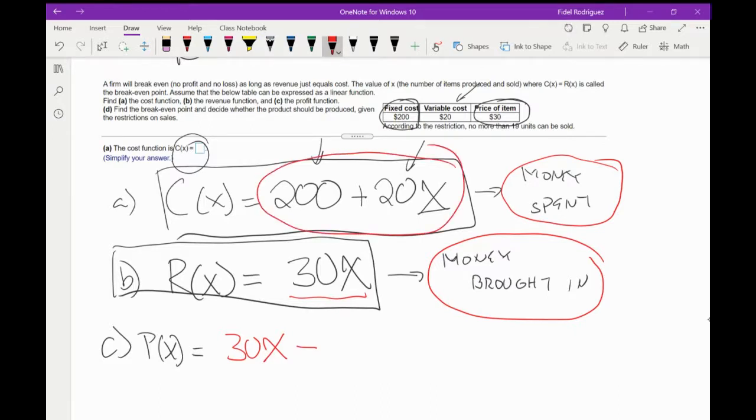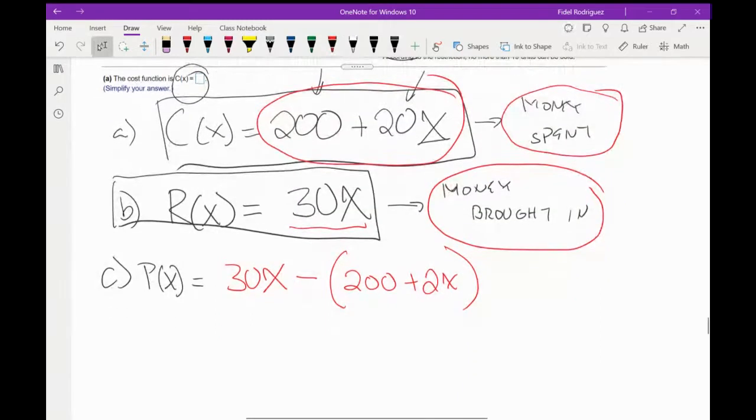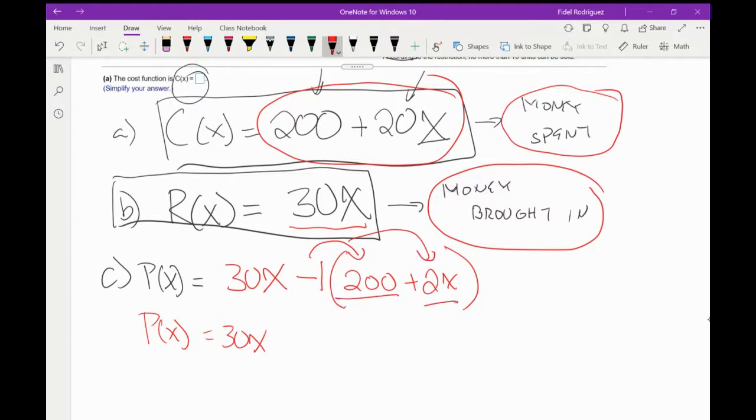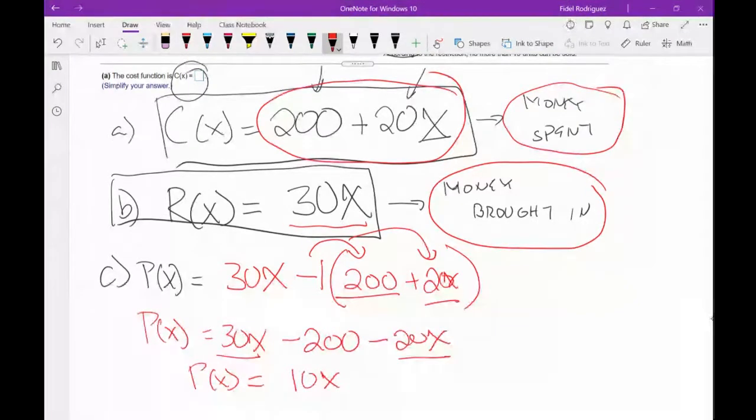Now, since that piece up here has two terms, I have to write them in parentheses. So I'll write them like this. Then all I'm going to do is say P of X is equal to 30X. Remember, I can think of the number here as being a -1, so I'm going to multiply both those pieces by -1. That becomes a minus 20, oops, that was a 20, and a minus 20X. So my profit, 30X minus 20X, is 10X minus 200. That's our profit.